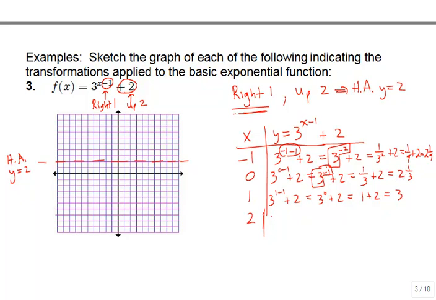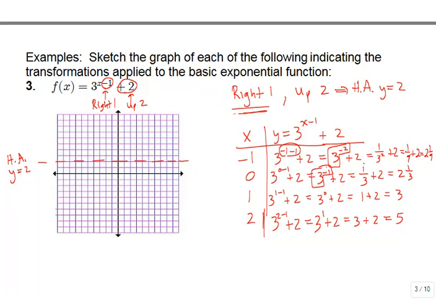So let's plug in 2 as well for our x, and let's see what we get. 2 minus 1 is 1, 3 to the first is 3, and 3 plus 2 is 5. So the nice thing about using this 2 is now your y's aren't quite as scrunched. If I had used just these two y values here, 2 1/9 and 2 1/3 are so close together on my little tiny graph over here that it's going to be hard to tell them apart. But 3 and 5 are definitely a good distance apart from each other, so I'm going to get better points to plot.